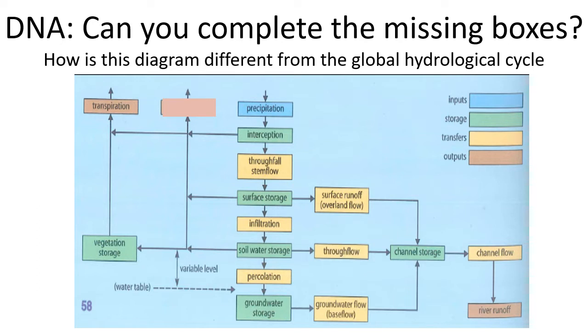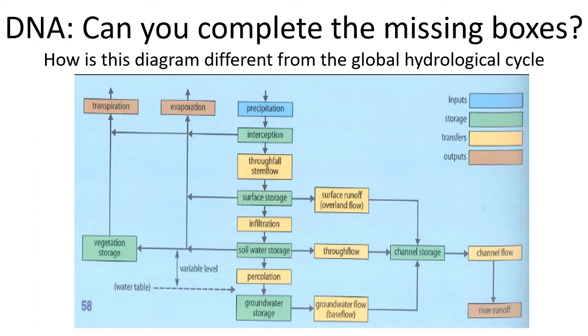And the other possibility, rather than going off into the river, is that it goes back up into the atmosphere. Because this isn't a closed system, it's an open system, that's an output. So we've got an output here of evaporation. And that's the key difference between the global hydrological cycle and this diagram.